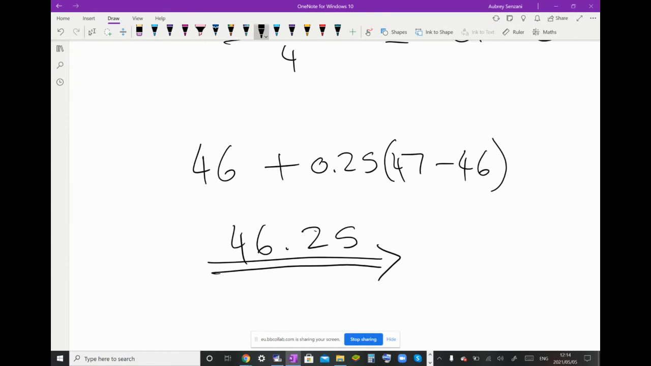Okay, so what is this telling us? We've now calculated our third quartile. What does it tell us? How do you interpret this figure, this 46.25?